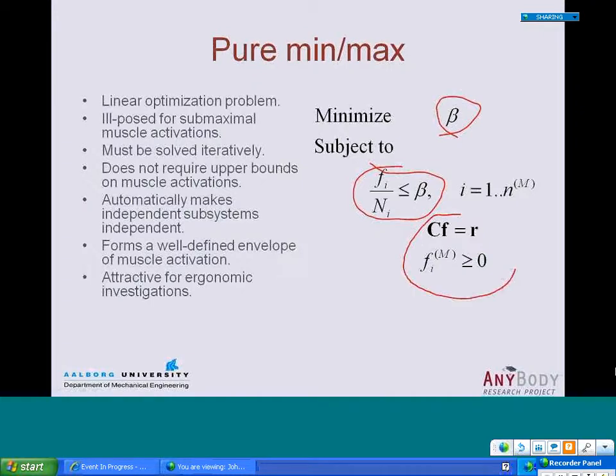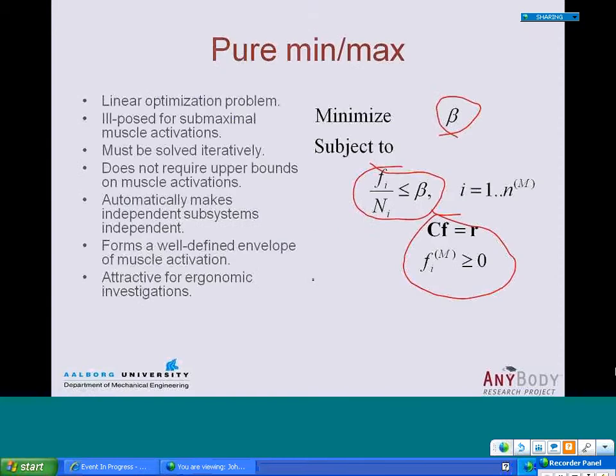And you see down here we have the original equilibrium equations and non-negativity constraints on the muscle forces. This is very simple to do because it is a linear problem, so it's a very nice problem to deal with from a mathematical point of view. And up until version 4 of the AnyBody Modeling System, this used to be the standard criterion in AnyBody.